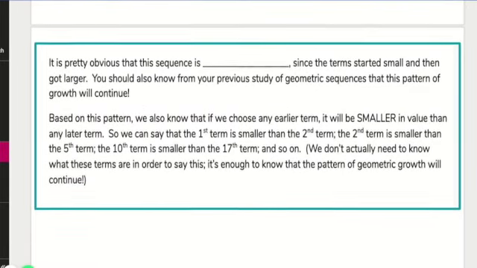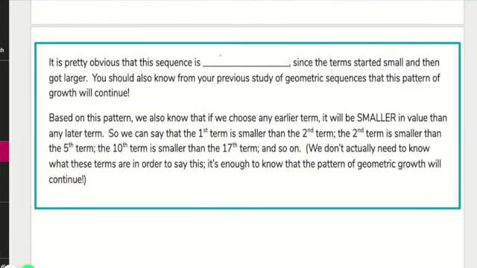So it's pretty obvious that this sequence is growing because the numbers are getting bigger, right? So since the term started small and then got larger, you should also notice from your previous study of geometric sequences that this pattern of growth will continue.